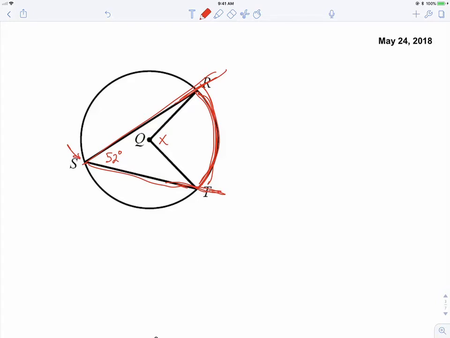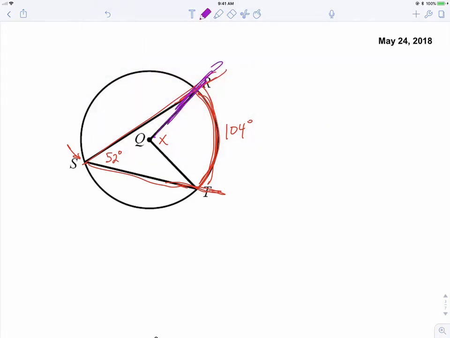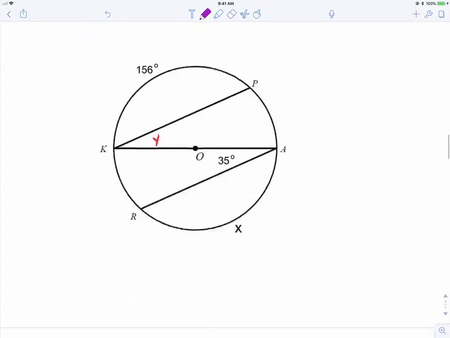So that arc measure is not 52. It's not the same. It's double. It's 104 degrees. Now I notice that this central angle intercepts the same arc. But now that it's a central angle, its measure is going to be exactly 104 degrees.